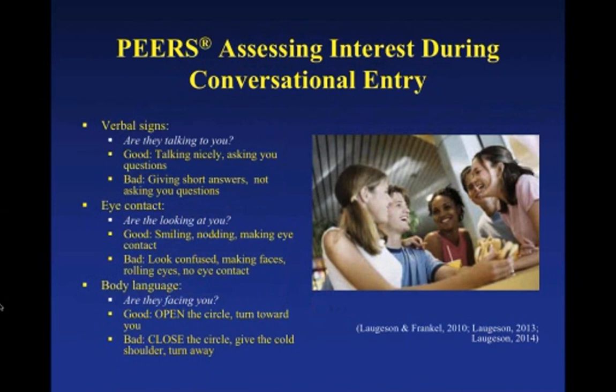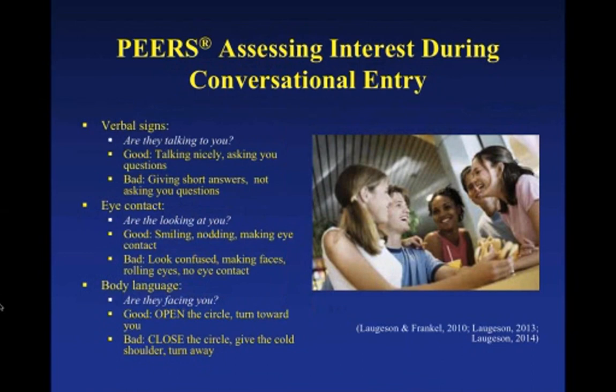And then finally, we also want them to pay attention to body language. So are they facing you? And that means, do they open the circle? Like, open the shoulder, turn towards you, include you into the group. Versus the bad signs would be they close the circle. So they give you the cold shoulder, as we say, and maybe slightly start turning away from you, closing the circle away from you, okay?